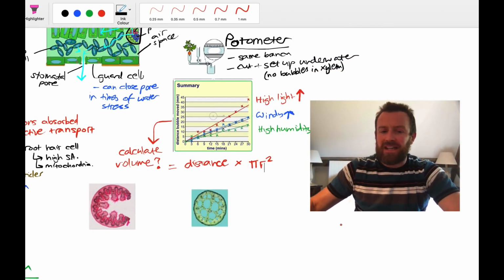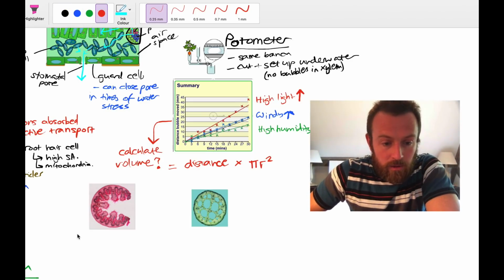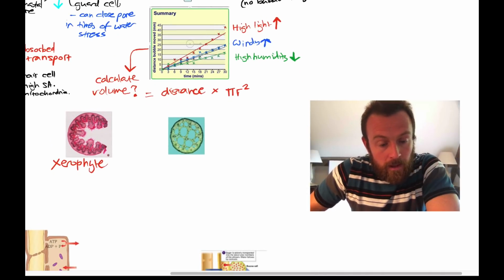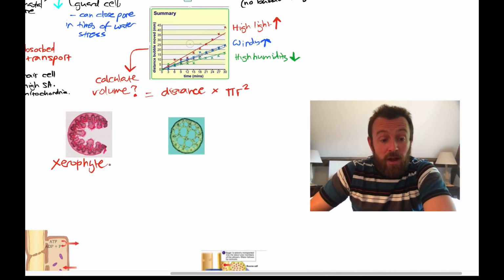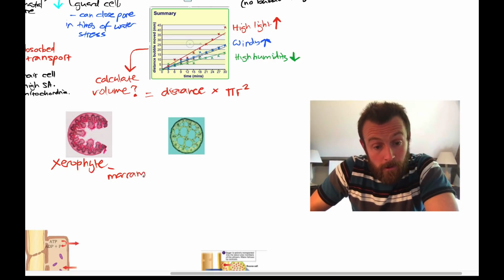So xerophytes are plants that live in arid environments. Here is a xerophyte. A cactus is a xerophyte, or marram grass. The one that we're seeing here is marram grass.